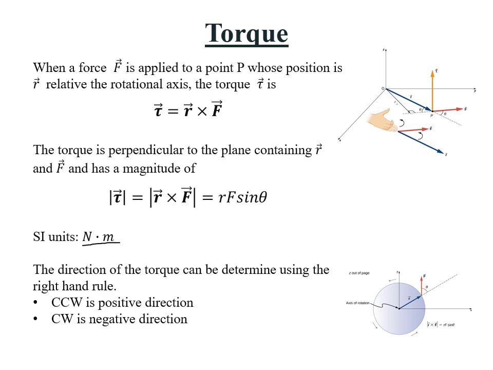The direction of the torque can be determined by the right-hand rule, which is you take your hand, you curl your hand towards the direction of rotation, and your thumb will tell you the direction of the torque. Counterclockwise is positive direction and clockwise is negative direction.